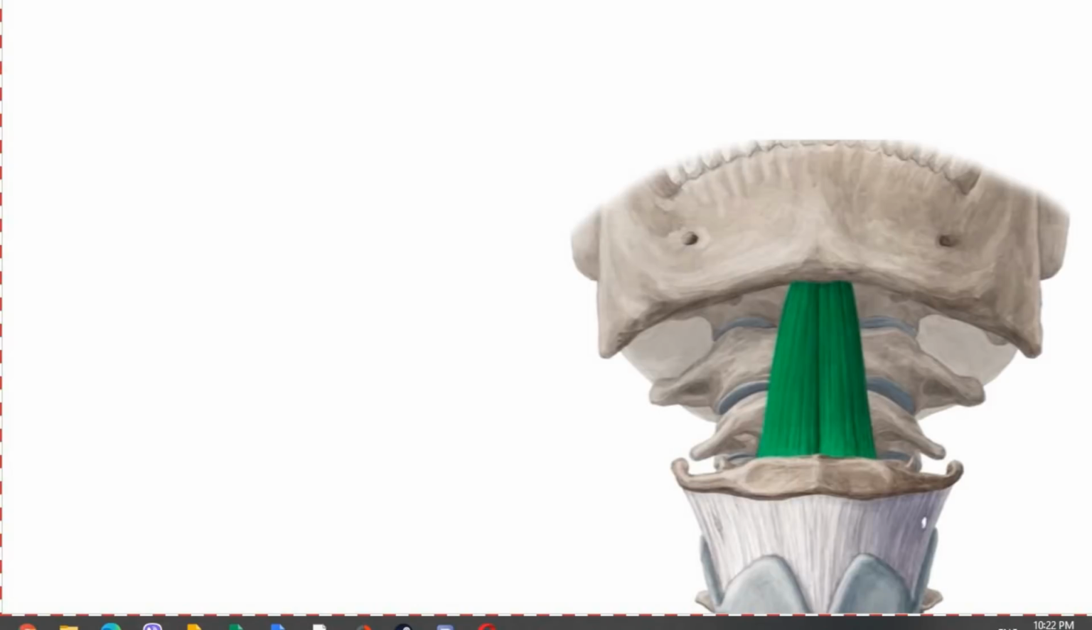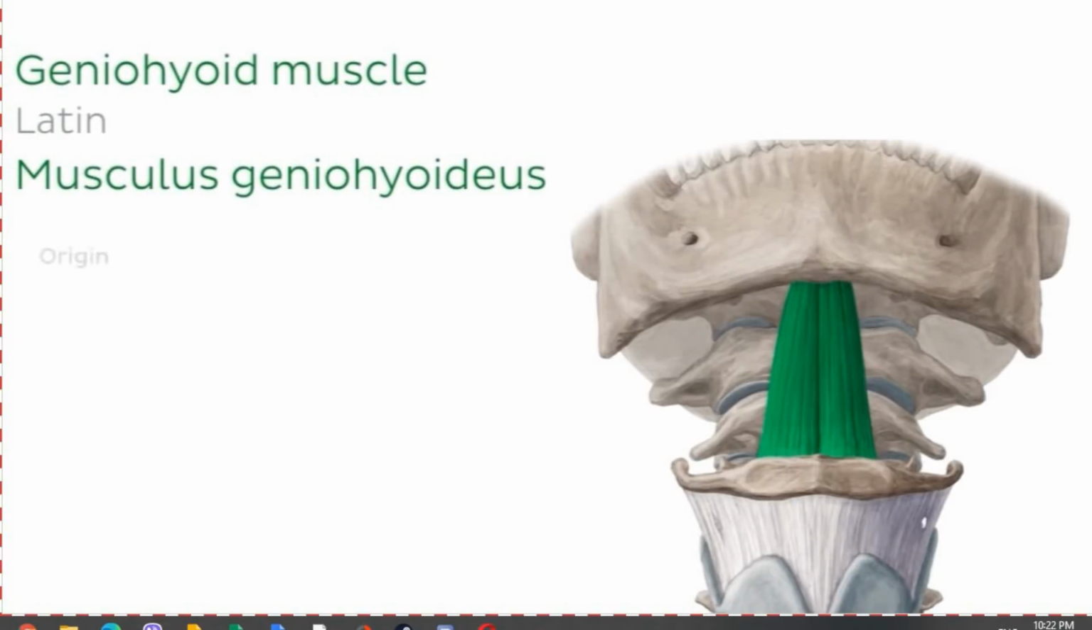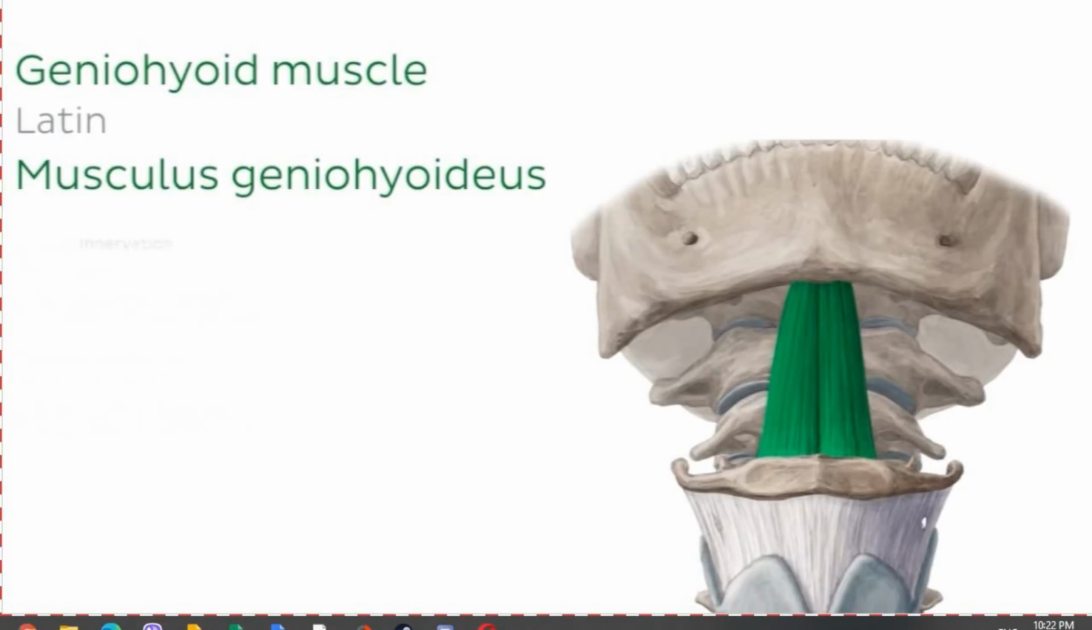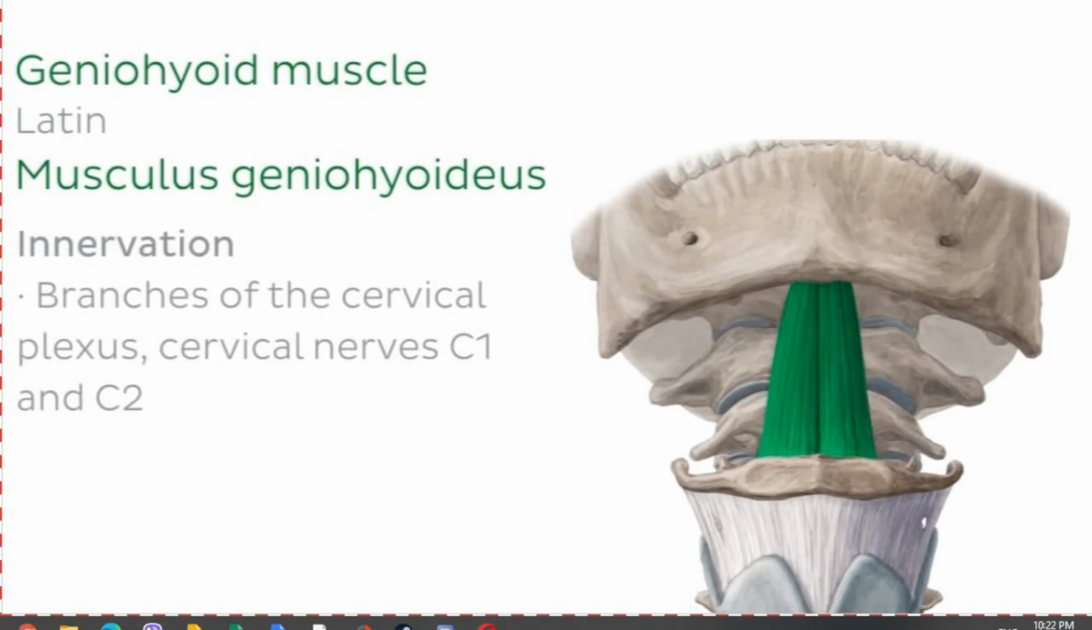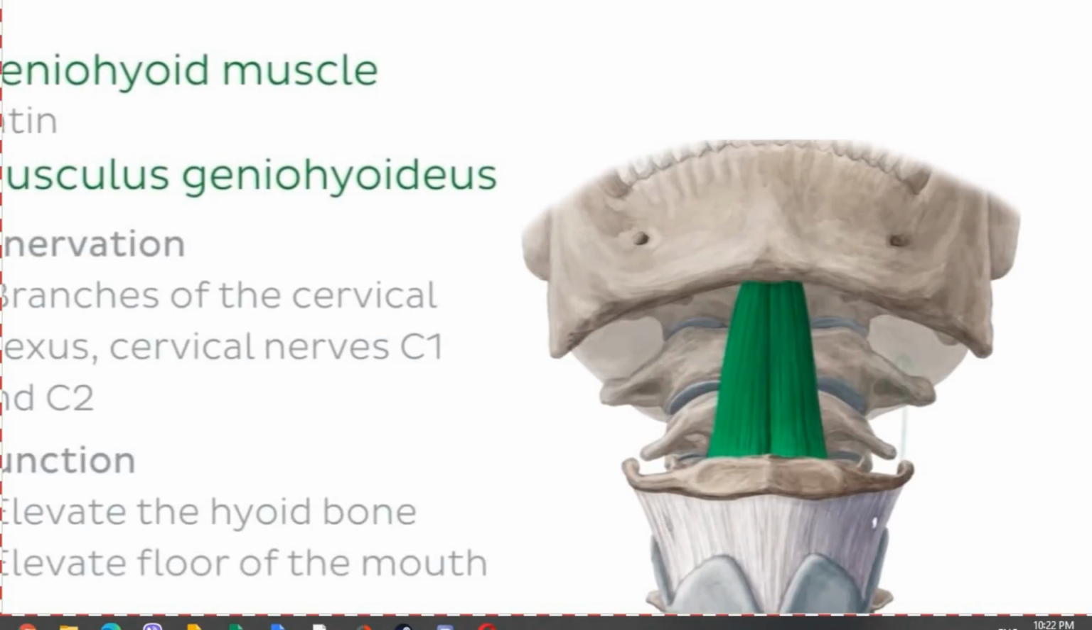The third suprahyoid muscle we'll be looking at is the geniohyoid muscle, seen here. This muscle has its origin in the mental spine on the inner surface of the mandible. It then radiates posteriorly and inferiorly to insert onto the body of the hyoid bone. It is innervated by branches of the cervical plexus, as well as the cervical nerves C1 and C2, which are accompanied by the 12th cranial nerve, the hypoglossal nerve. The function of the geniohyoid muscle is to elevate the hyoid bone and the floor of the mouth.